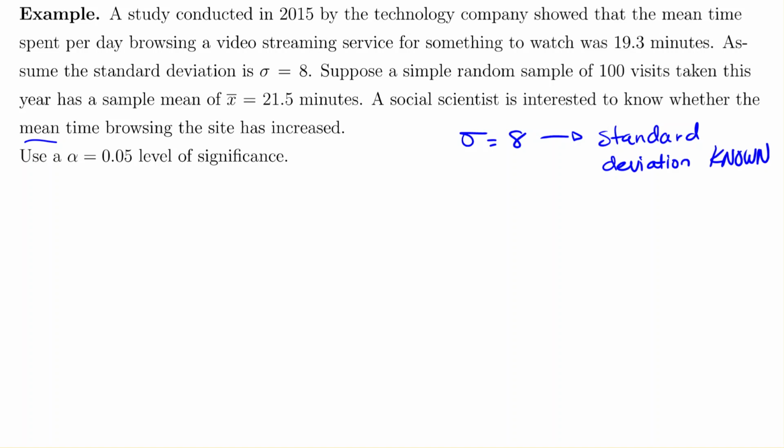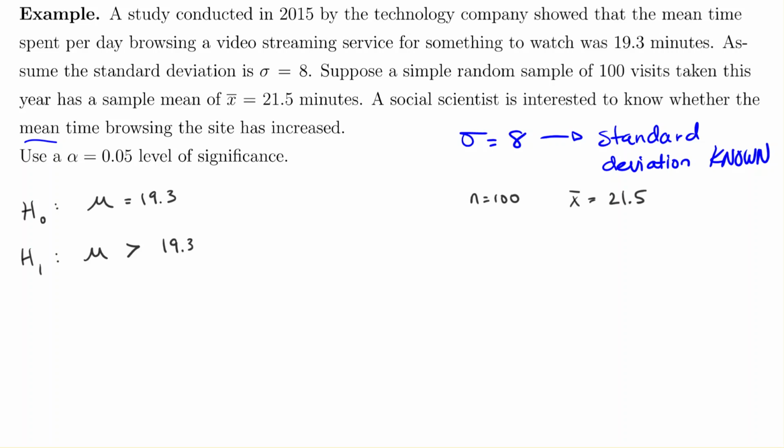Suppose a simple random sample of 100 visits. So here I've got my n is 100. Sample mean is 21.5, excuse me. A social scientist is interested to know whether the mean time has increased. Well, has it increased from the previous value of 19.3? So in this case, we've got our hypothesis test. We'd like to know if the mean value has increased, is now greater than 19.3. And then our null hypothesis is that it's the same. Always null is that it's the same.